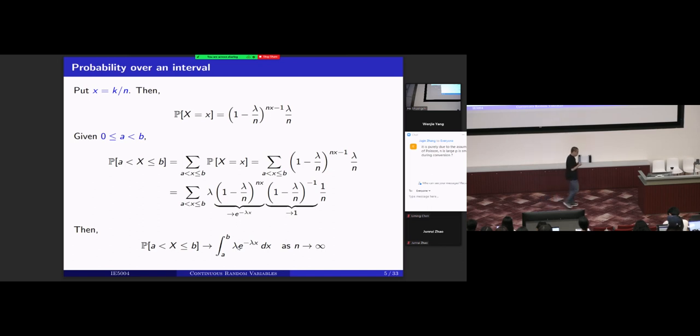And if we do that in this way, so we flip it very, very frequently, then we argue that in the limit, this x, which is the time until we see the first heads, will become a continuous random variable that has a probability density function given by this expression, right?